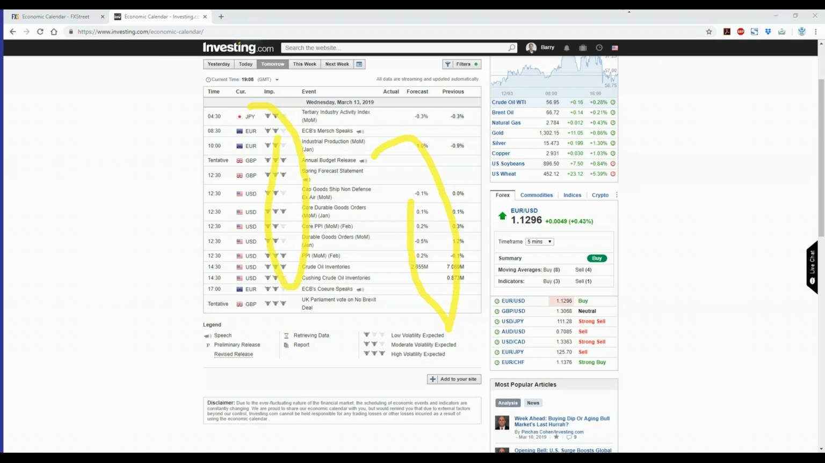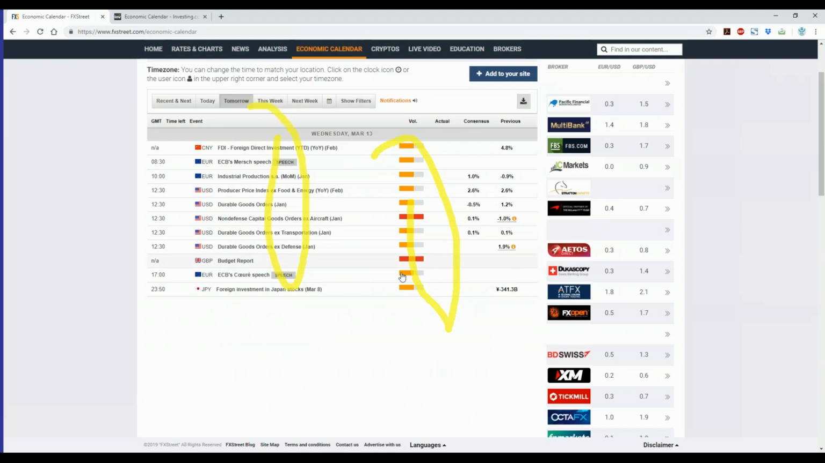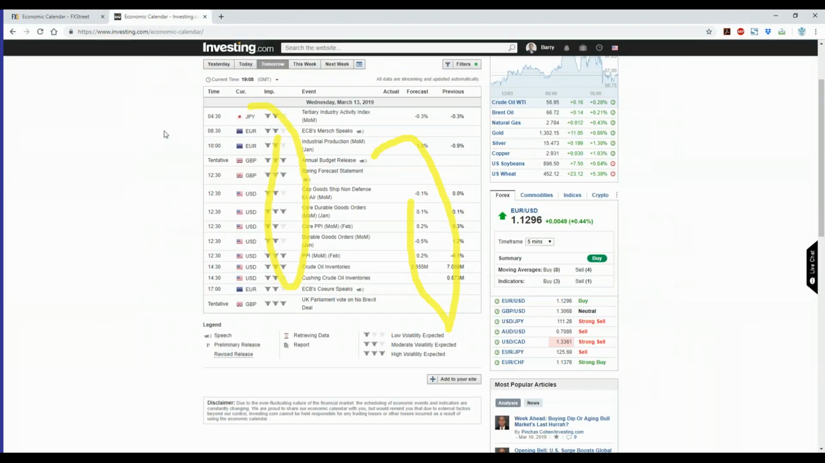Also, you notice the order of the columns. On FX Street, we have what they call the volatility over to the right. On investing.com, we have it over to the left. Again, it's coming through these data feeds, and the developer for this particular site is telling it where to insert that data on its calendar. Okay.